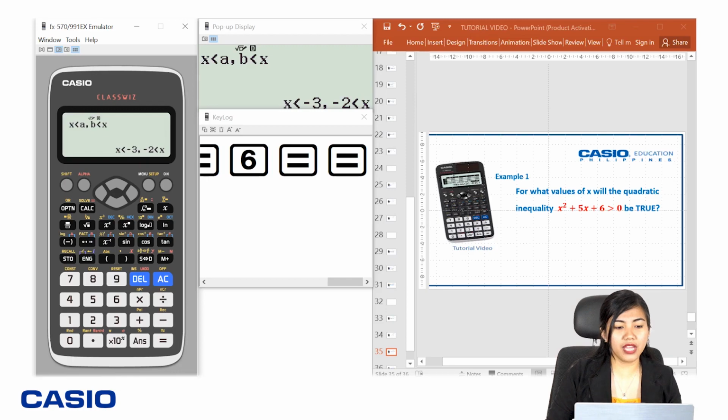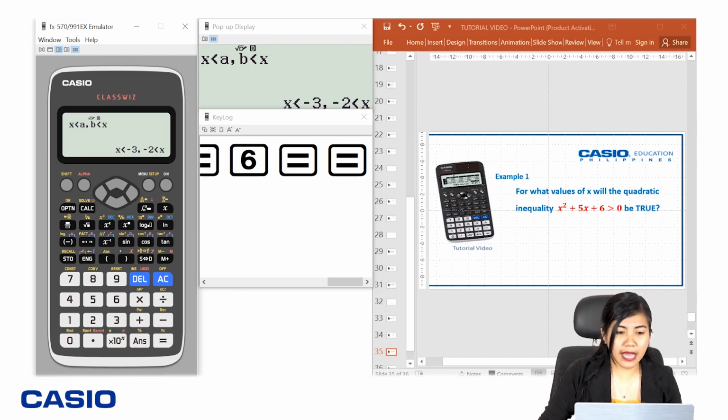So we have here x is less than negative 3 and x is greater than negative 2, or simply negative 2 must be less than x, which means that we can assign any values for x to make this inequality true. But we cannot choose negative 3 and negative 2 to be the values of x, because that will not satisfy the condition; it will be 0, and 0 is not greater than 0.